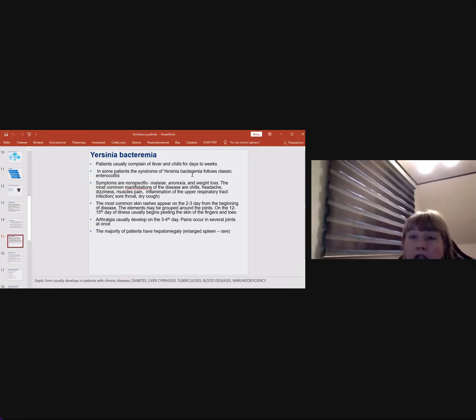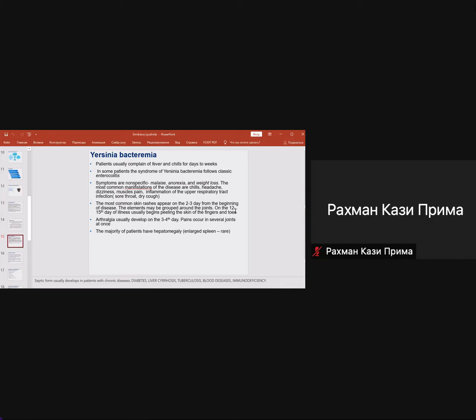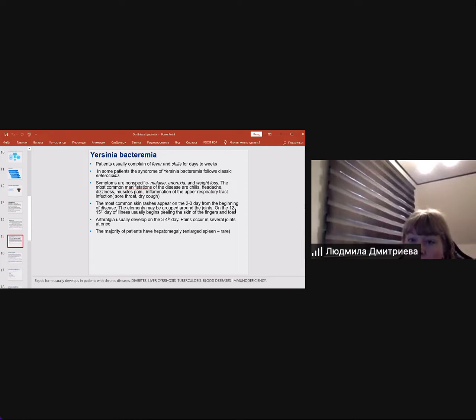enterocolitis, intoxication syndrome increased, dyspeptic symptoms disappeared, yes, and the patient had high intoxication syndrome, absence of dyspeptic symptoms, rash on the skin, and hepatomegaly. The appearance of hepatomegaly in patients with yersiniosis, in combination with increasing intoxication syndrome, usually indicates the generalized form of yersiniosis.